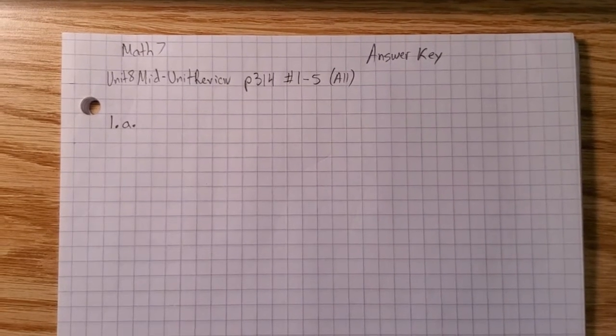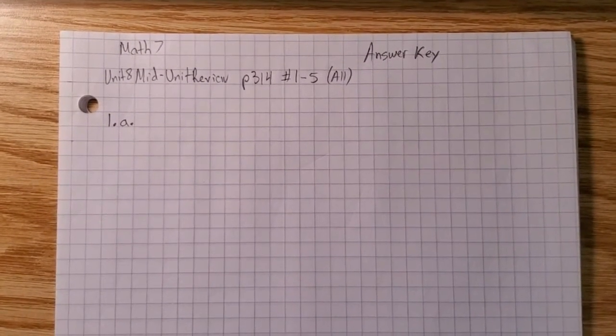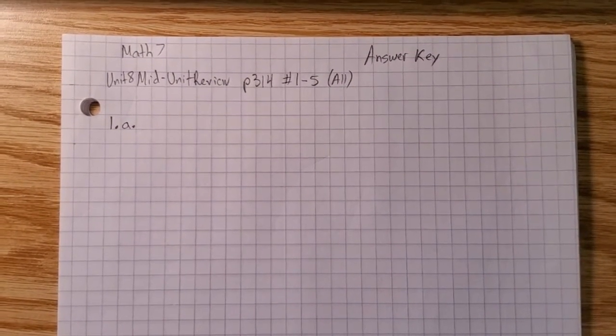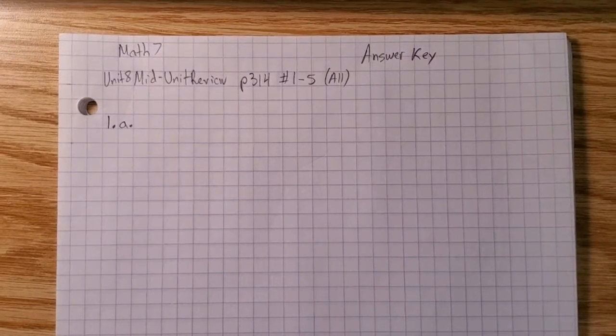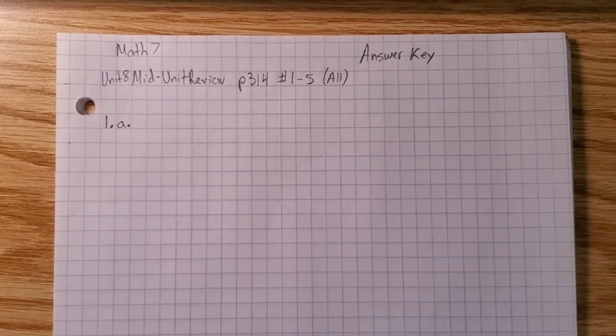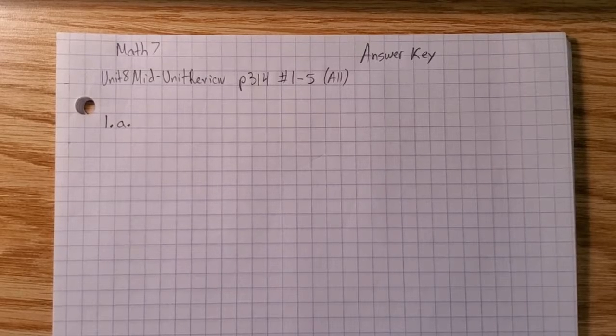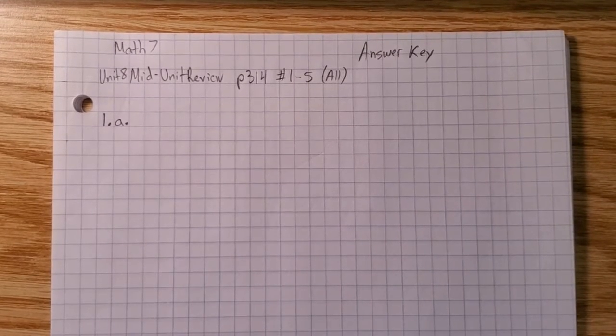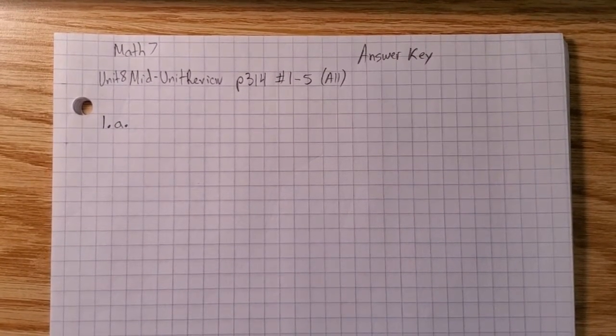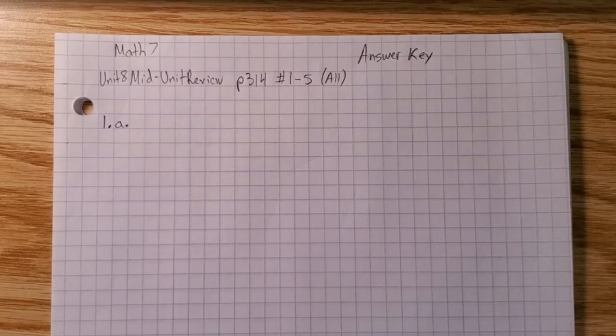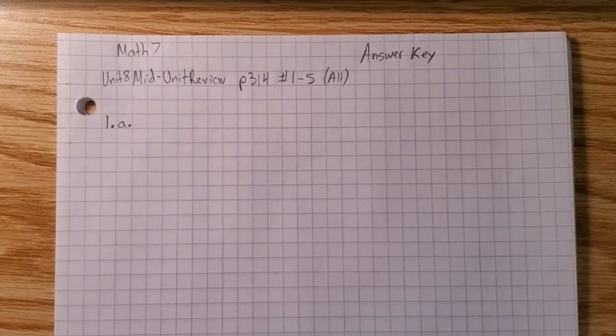All right, Math 7, this is Unit 8, Mid-Unit Review. It's page 314, number 1 to 5. It's all the questions. Some of the questions I'm not going to count for marks, however, just because there's a lot of different ways it could be done and it's not as mathematical.